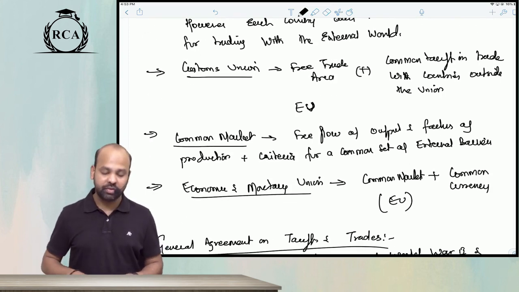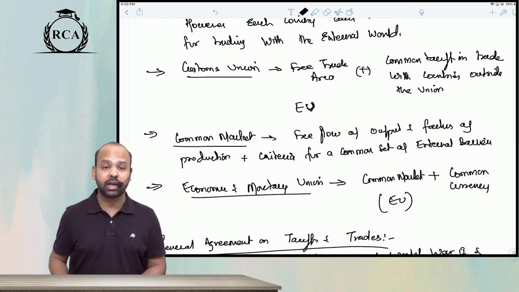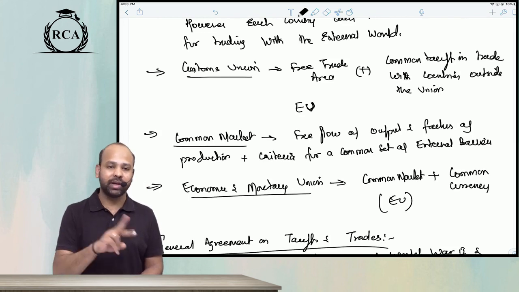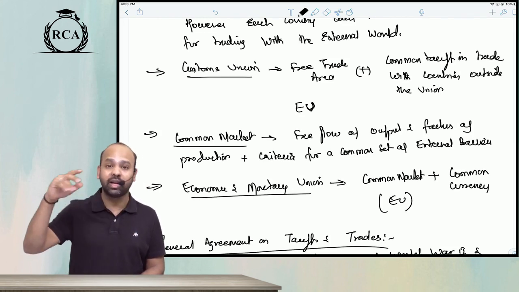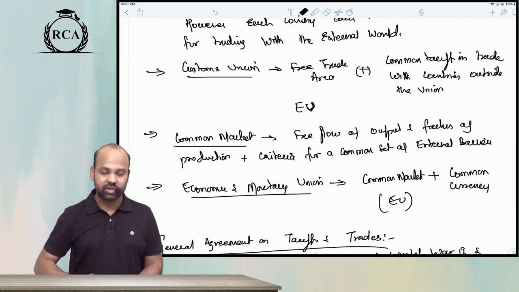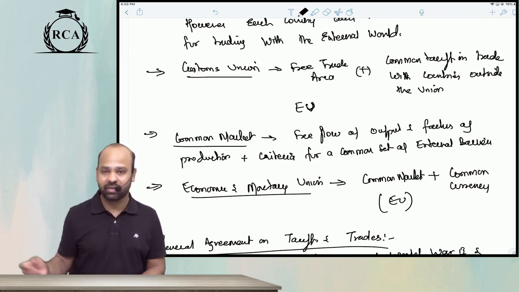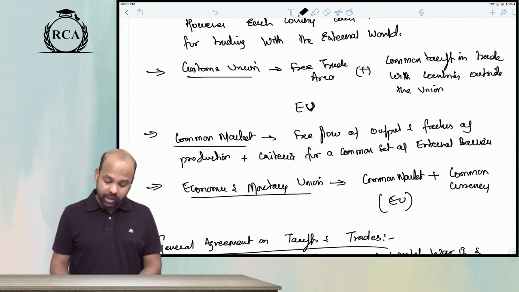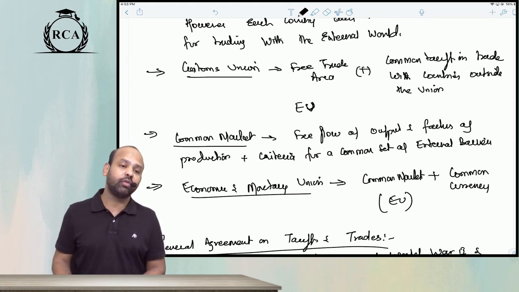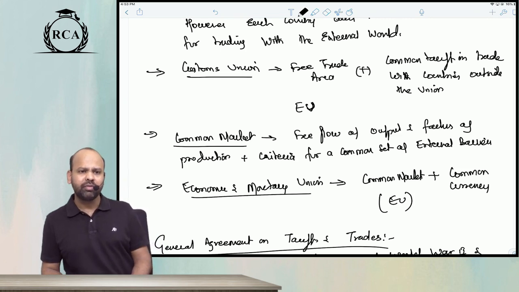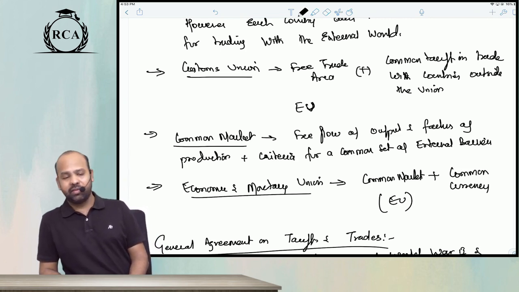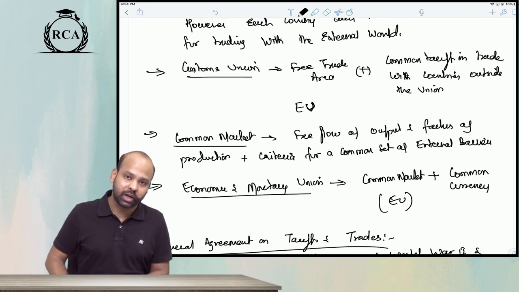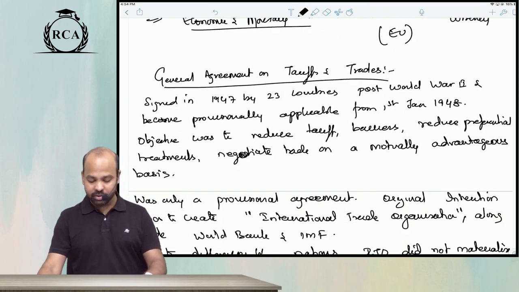Customs union is a free trade area plus common tariff, guys, when they deal with the external world as well. Under a free trade area, US, Mexico, Canada, they can decide their own rules when they're trading with the external world. But for a customs union, there is free trade area, plus there is also a common tariff, when they're dealing with the external world. Common market, there is free flow of output and free flow of factors of production, guys, between the nations. That's a common market. When they have a common market plus also a common currency, it becomes a monetary union.